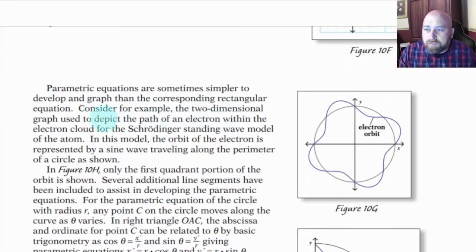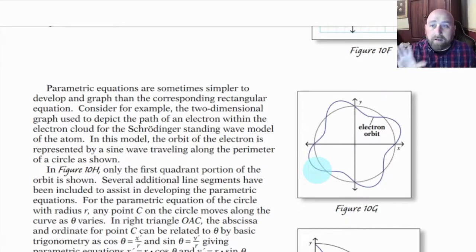Consider, for example, the two-dimensional graph used to depict the path of an electron within the electron cloud for the Schrödinger standing wave model of the atom. In this model, the orbit of the electron is represented by a sine wave traveling along the perimeter of a circle as shown. So what we're looking at here in 10G is the circle, and here is the orbit of the electron. It's a sine wave that is traveling along the perimeter of the circle. Now, there's some oscillation to it. It's kind of going back and forth around it. It's not following the exact circle.